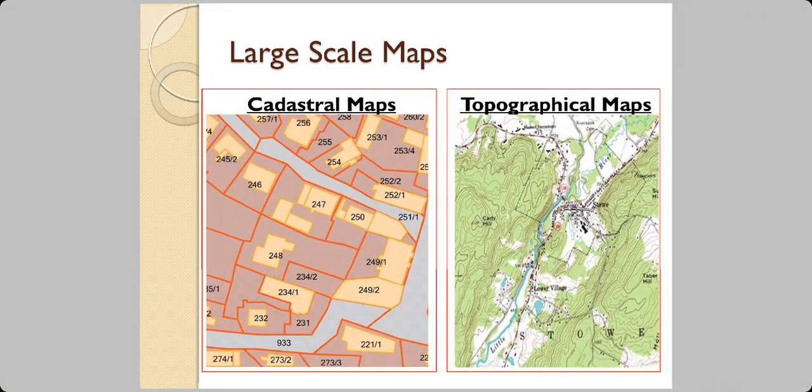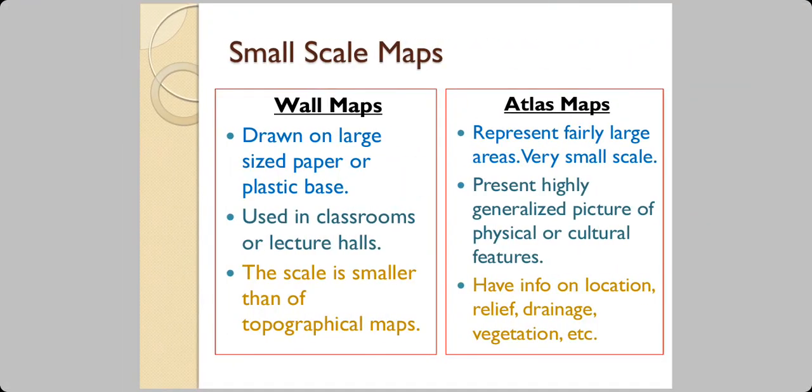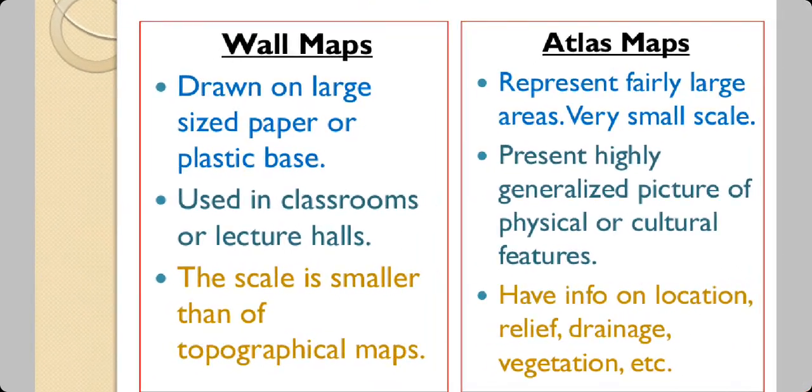We have some low lying areas. These are all shown on topographical maps. Now, some small scale maps. We have the wall maps.